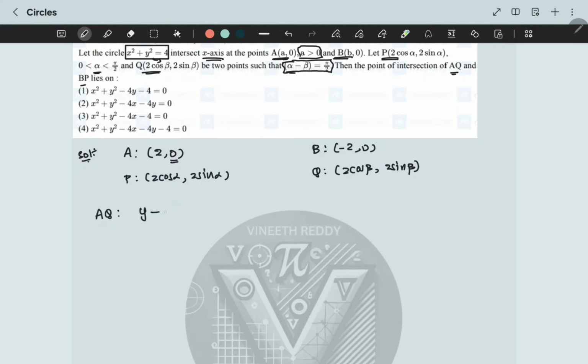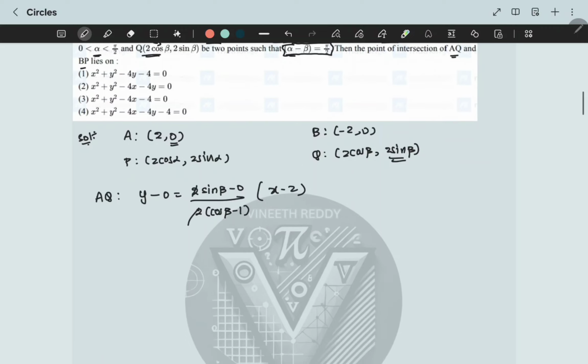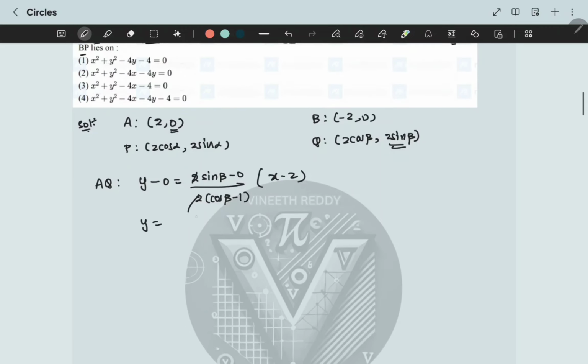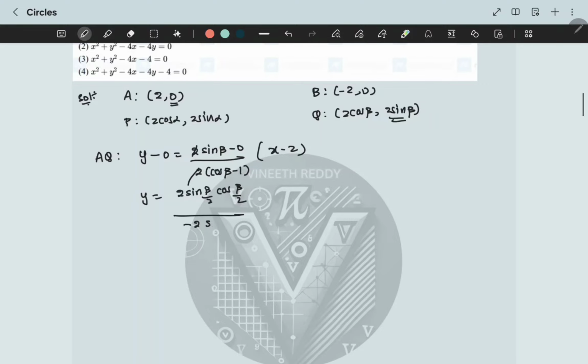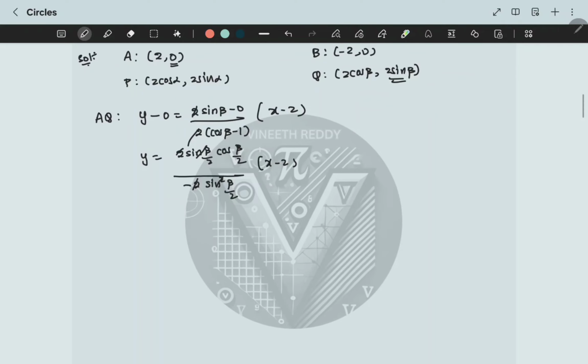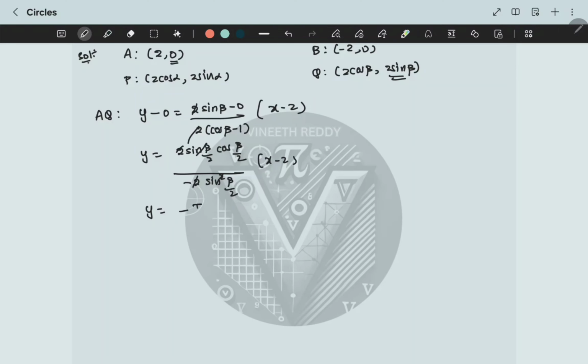That should be y minus y1 equals y2 minus y1, so 2 sin beta minus 0 divided by x2 minus x1. So we can write 2 times cos beta minus 1, into x minus x1. So we can cancel these two. So here what do we get? y is equal to 2 sin beta by 2 cos beta by 2, and cos beta minus 1 we can write as minus 2 times sin square beta by 2. I hope you are aware of this basic trigonometric half angle formula. So we have y is equal to minus cot beta by 2 into x minus 2.